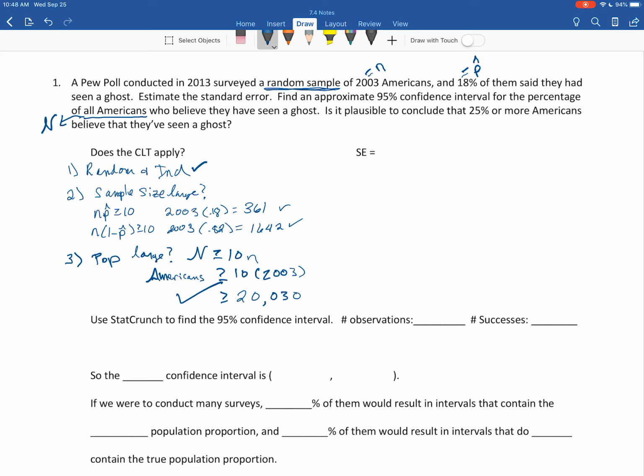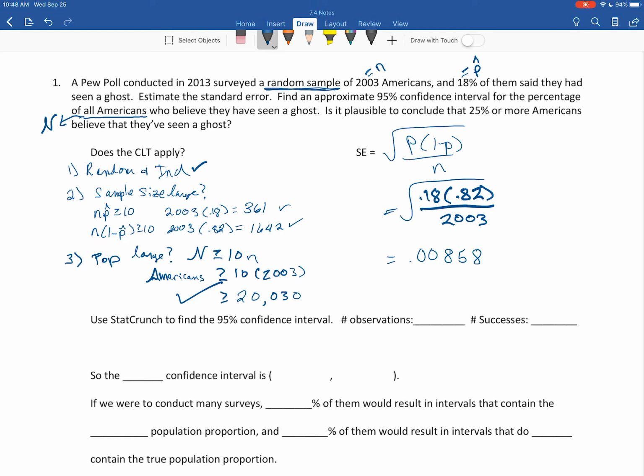That means we can use our standard error formula: square root of p times 1 minus p over n. Let's calculate that out. Let's put that in. So p is 0.18, 1 minus p is 0.82. Divide by 2003. Do the rest of that in your calculator, and you should get about 0.00858. Okay, so that much we can do on our own by hand.